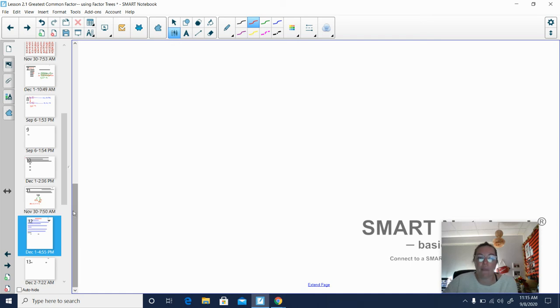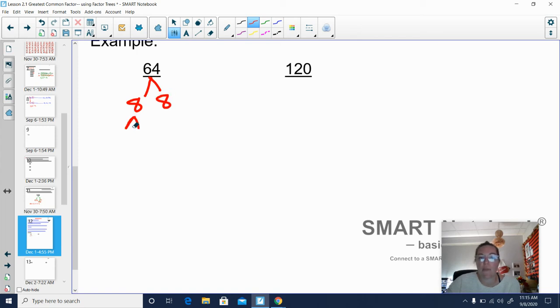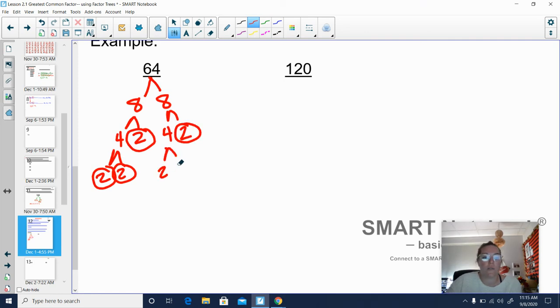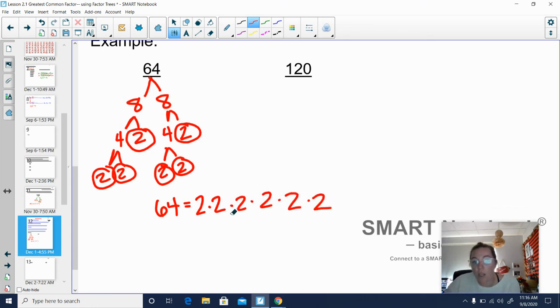First, we are going to prime factor 64 and 120. So 64 is the same as 8 times 8. Those are not prime yet, so 4 times 2, 2 is prime, and 2 times 2, which are both prime. So this one's going to look the same, 4 times 2, 2 times 2. And we're going to write this out as a prime factorization. So 64 is equal to 2 times 2 times 2 times 2 times 2 times 2. Remember, we do not want to write this as exponents.